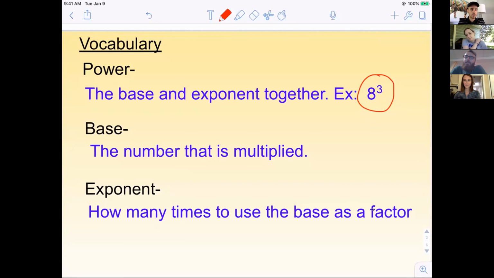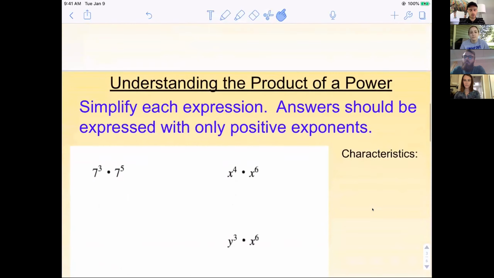Very good. Thank you. The next word we have is the word base. This is the number that is being multiplied in our case. So the 8 up here is going to be our base. And lastly, our exponent. Our exponent is how many times we're going to use the base as a factor. Factor is another way of thinking about the operation of multiplication in our case here. Do we have any questions? We're okay? All right. I'm going to continue on here.